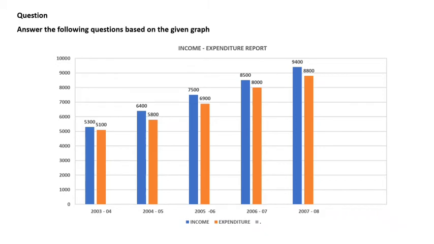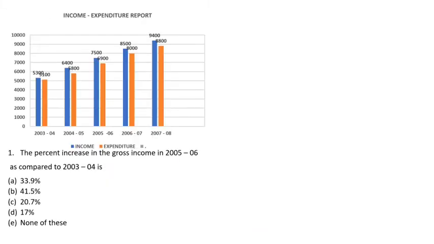So based on this graph we have some questions which we need to answer. Let us go to the questions. The first question is: the percentage increase in the gross income in 2005-6 as compared to 2003-4 is? So here you can see, students, what is asked: the percentage increase in 2005-6 as compared to 2003-4.